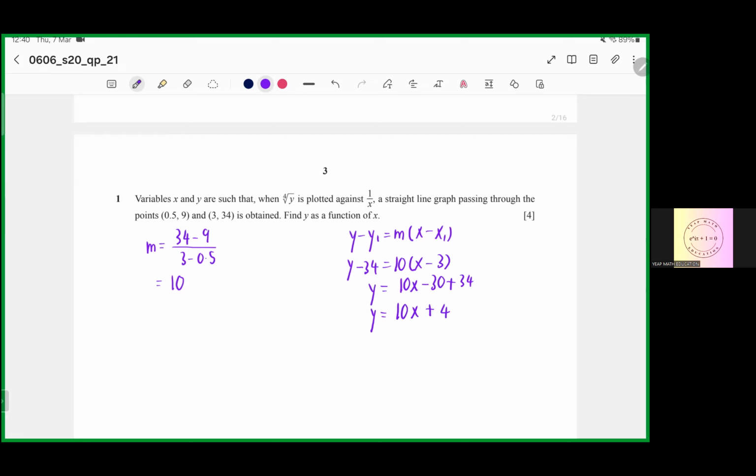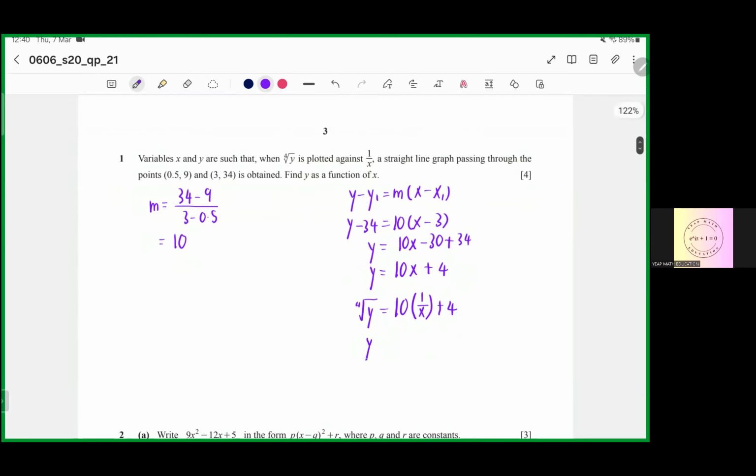Now we can take this variable and put it into this equation. Now we change it to y equals bracket 10 over x plus 4, to the power of 4.